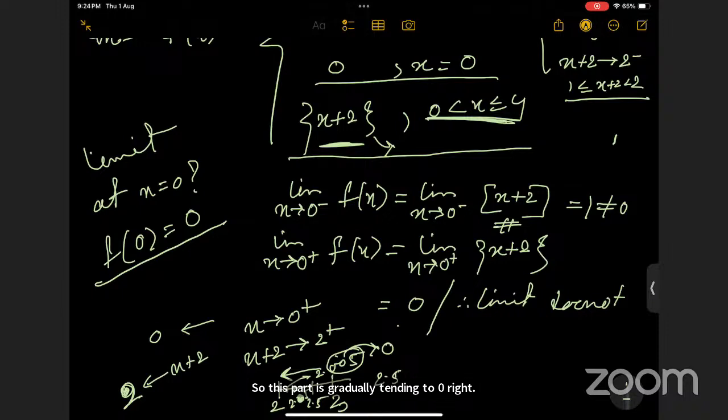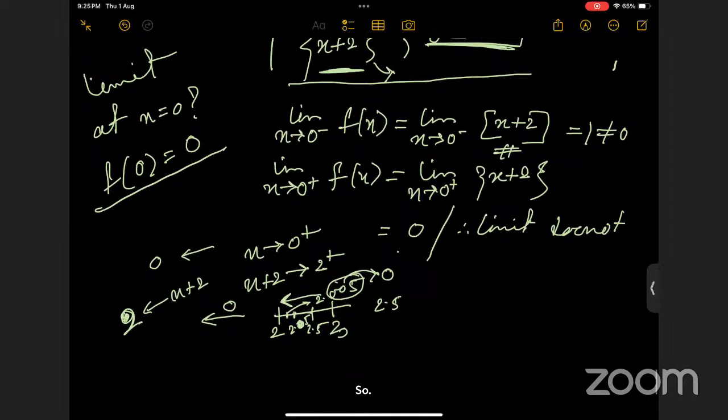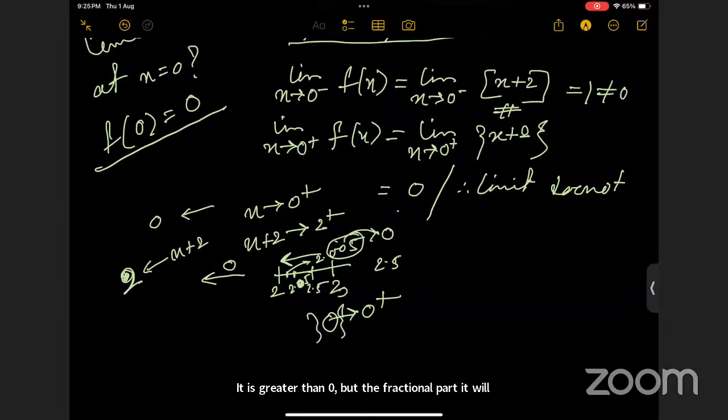Yes, ma'am. So when we are tending to some integer number from the positive side, for the fractional function, the fractional part will be tending to 0, right? Yes, ma'am. But the value is slightly greater than 0. It is greater than 0, but the fractional part will be tending to 0 from the positive side. So it's clear? Yes, ma'am. So limit doesn't exist.